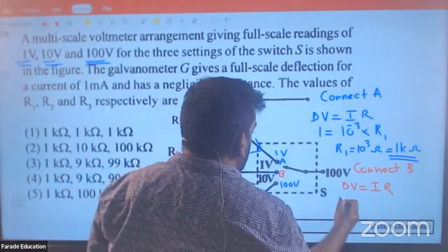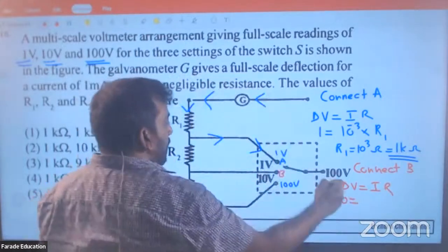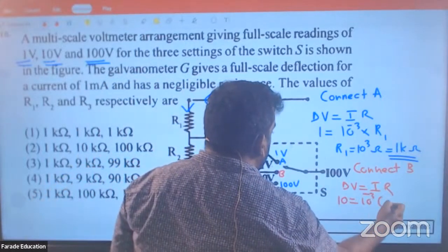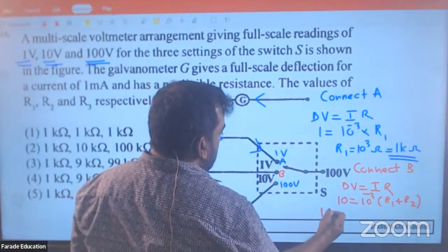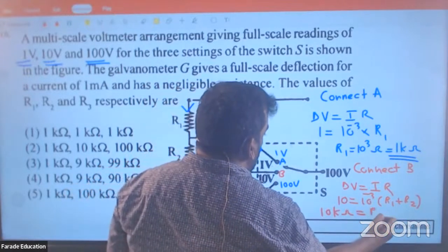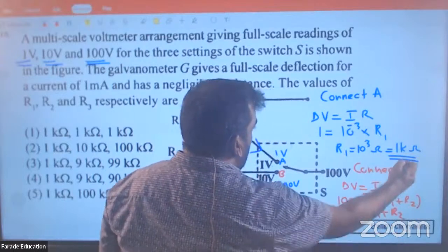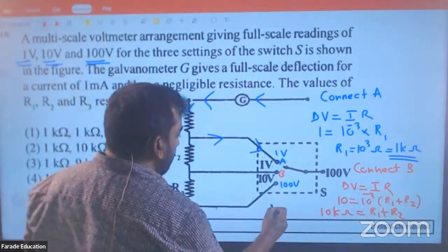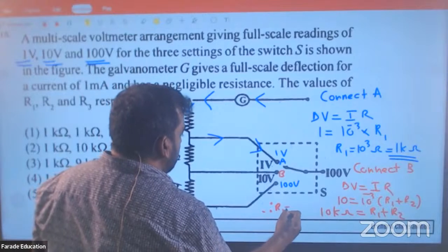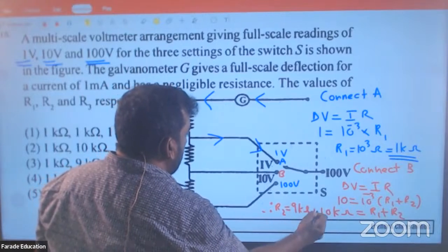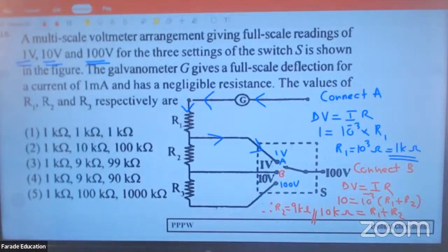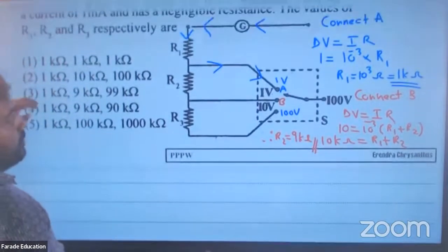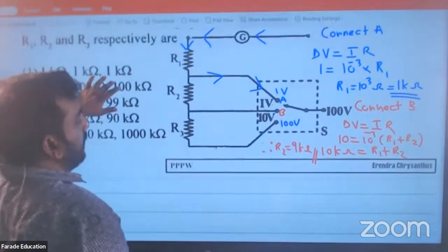The potential difference is 10 volt. Current is 1 milliampere. R1 plus R2 is 10 kilo ohm. R1 is 1 kilo ohm, therefore R2 is equal to 9 kilo ohm. Then do the next calculation. What's the next one?